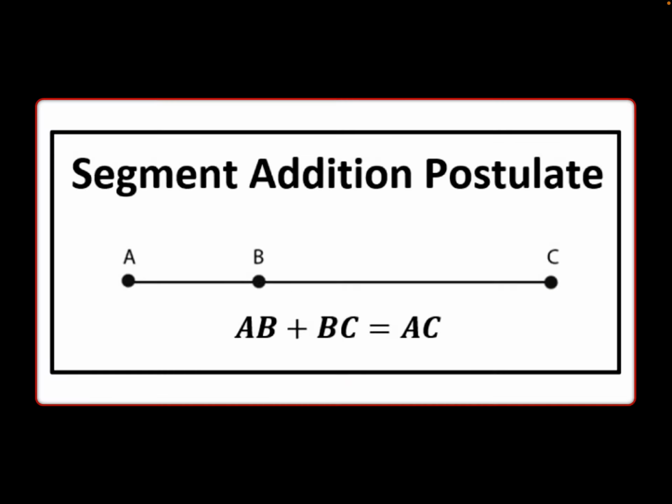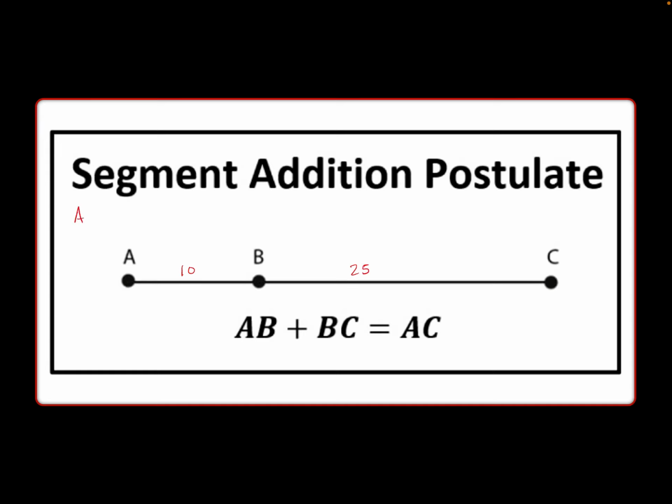All right, so the segment addition postulate is similar to the angle addition postulate. If we have an entire segment and it's broken into smaller parts, the sum of the smaller parts is equal to the entire segment. So for instance, say I tell you that the length of AB is 10, and we'll say this is 25.